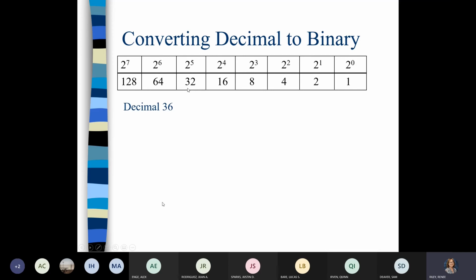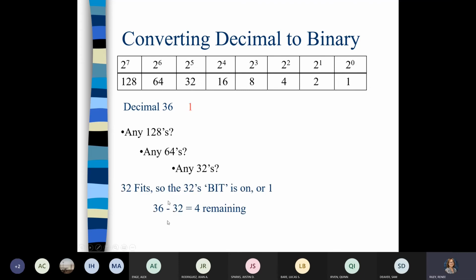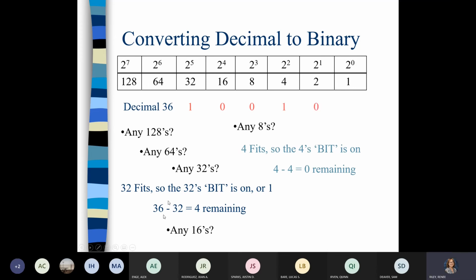How about decimal 36? What's the highest order bit that I would turn on? 32. That would leave me 4 left, so I could zero out all of the remaining bits except for the 4-bit. So decimal 36 is equivalent to binary 100100. It's a little bit harder because we have to do division instead of just lining up our bits and adding them up. See if you can do the conversions on that column, converting from decimal to binary.